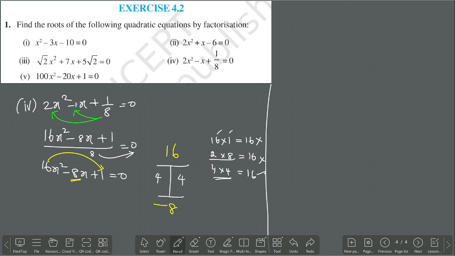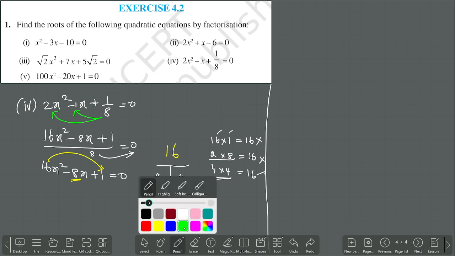Larger number. Here there is no larger, both are equal. Then this symbol we need to give for both the numbers. That I told you already as a rule while I was explaining the second chapter. Now you will be getting minus into minus plus. When you multiply, 4 fours are 16, and when you add, minus 8.